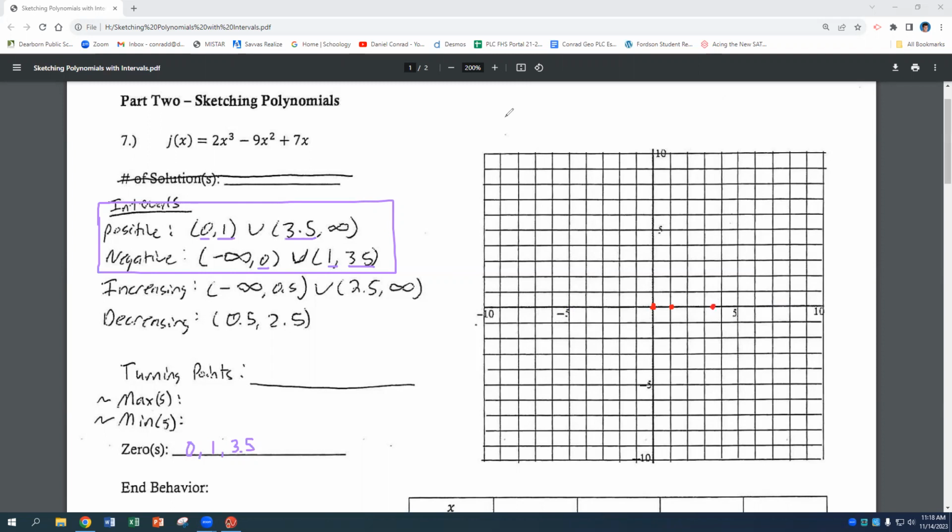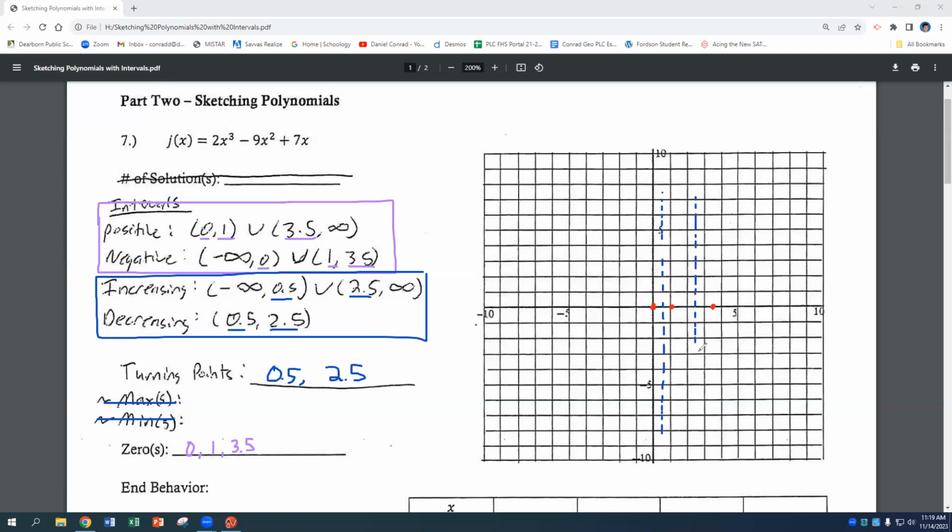Now I'm going to use the increasing and decreasing intervals for my turning points. My key turning points are going to be at 0.5 and at 2.5. Your turning points occur whenever you go from increasing to decreasing, changing direction, or from decreasing to increasing. So I'm going to put a little dash mark at 0.5, and a little dash line at 2.5.